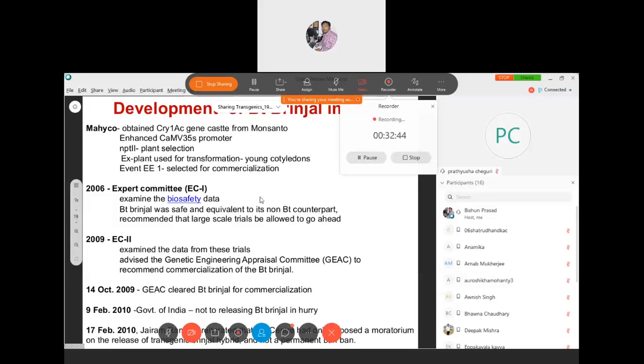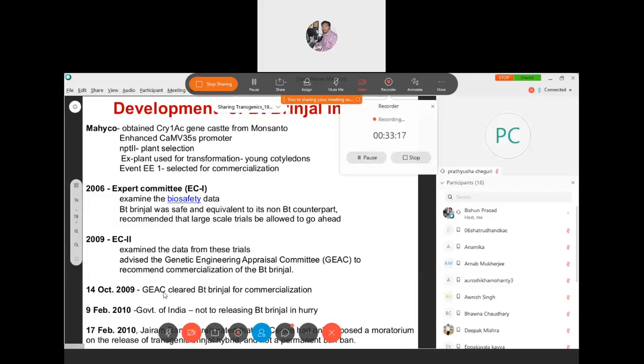So this is also an important step where EC2, Expert Committee 2, again examined the biosafety data or trial data, and they advised the GEAC, that is the apex body for biosafety regulation in India, and they recommended the commercialization of BT brinjal. On 14th October 2009, GEAC, the Genetic Engineering Appraisal Committee, cleared BT brinjal for commercialization.